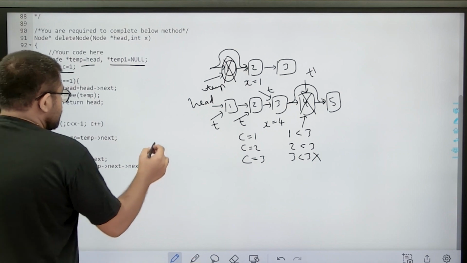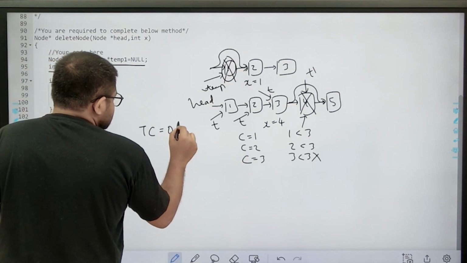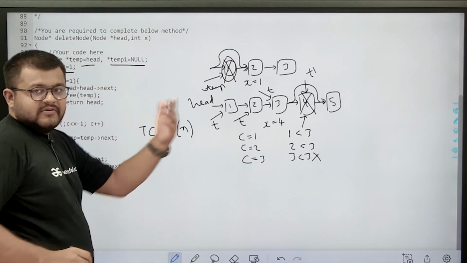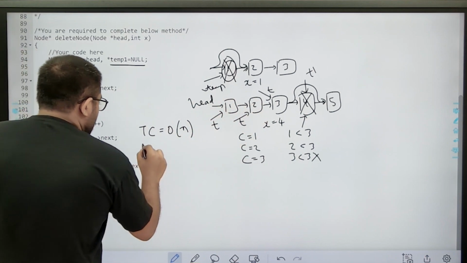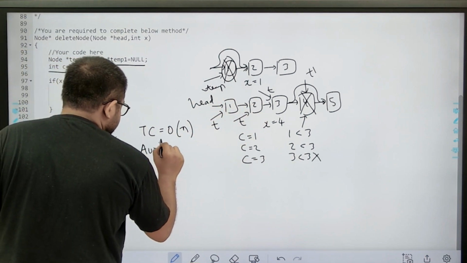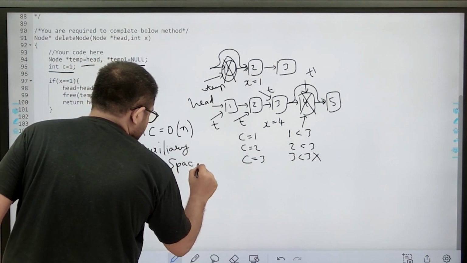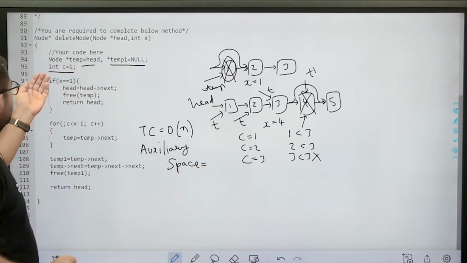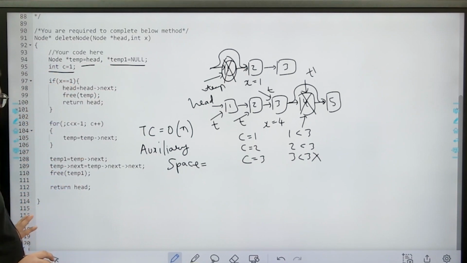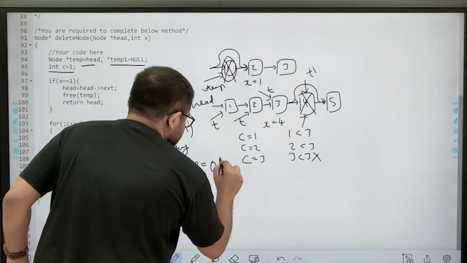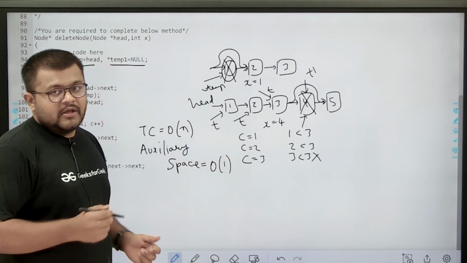What would be the time complexity? Time complexity would be big O of n as we are traversing the list. And what would be the auxiliary space? If we look here, we are only taking some variables, we are taking nothing else, right? So the auxiliary space would be constant. I hope you have understood it.